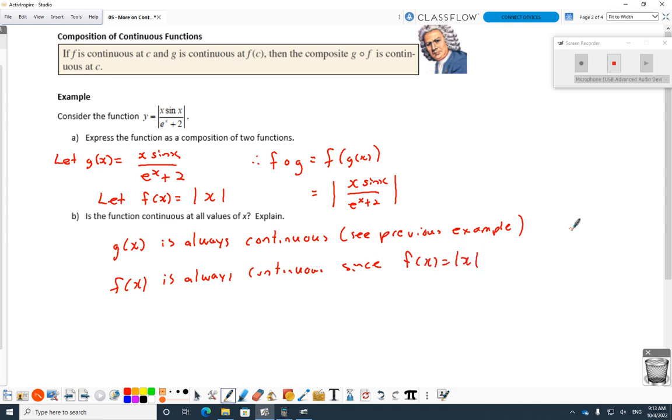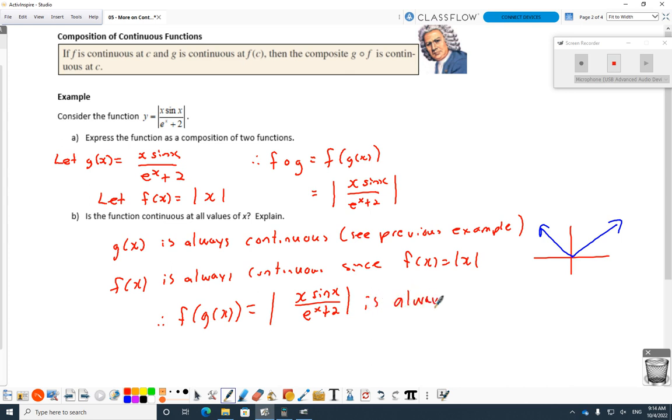We know that's continuous. Here's the quick graph of absolute value of x. And so my less than dramatic final conclusion: therefore f at g at x, equal to absolute value of sine x over e to the x plus 2, is always continuous.